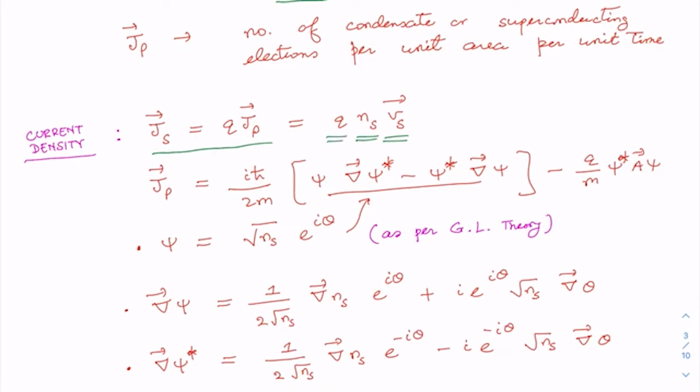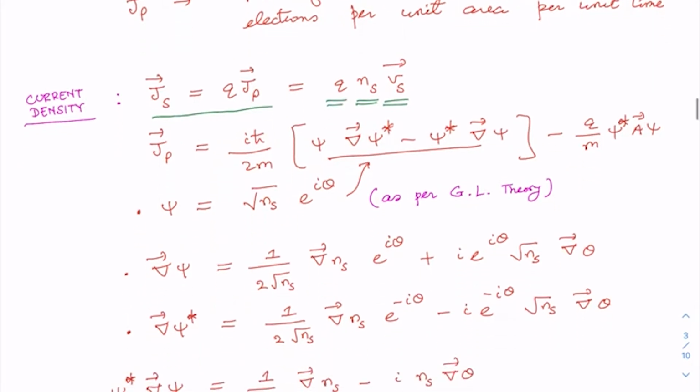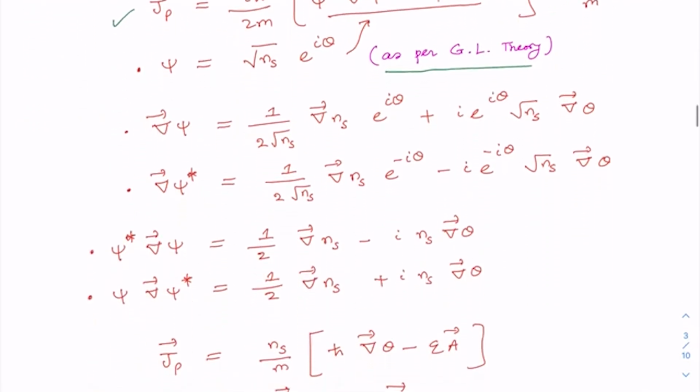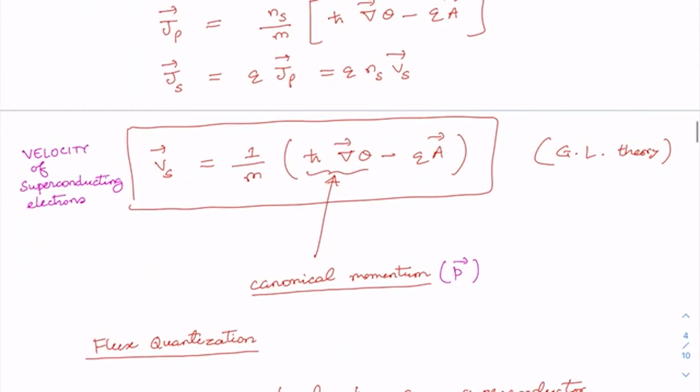Q is the charge here, and we can use the wave function as per the Ginzburg-Landau theory and put it in the expression here, and then we will get a couple of equations. Thereby, finally we saw that this phase can be given a physical meaning: h cross gradient theta, where theta is the phase, is acting like a canonical momentum for these superconducting electrons.